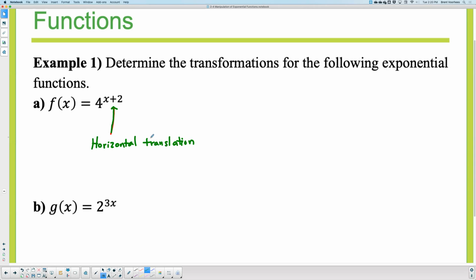This is a horizontal translation. And which way would it actually move? Is x a truth teller or a liar? Liar. So put horizontal translation left 2 units. That means we would actually subtract 2 from all the x's.